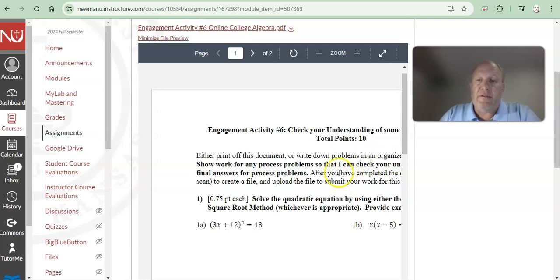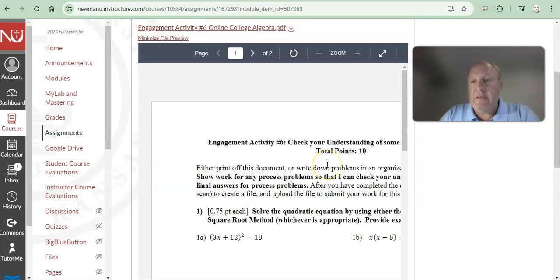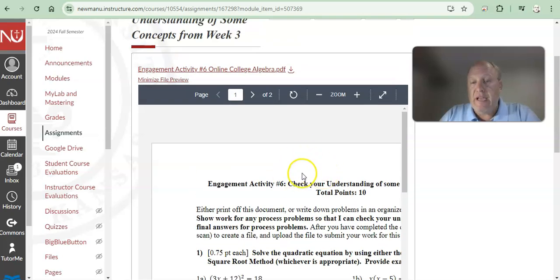My goal on this is to grade these. I'll probably make a video during week 4 and I'll go over these problems with you to make sure everybody understands how to do them correctly. But anyway, that's your weekly engagement activity, which is very different than what you've done in the past. We'll have some more of these as we move forward.